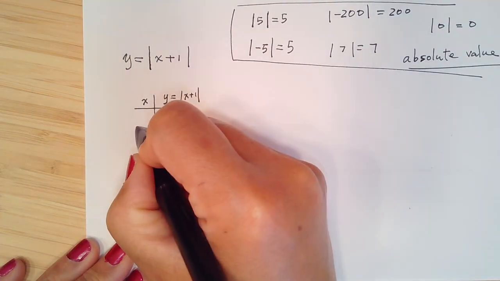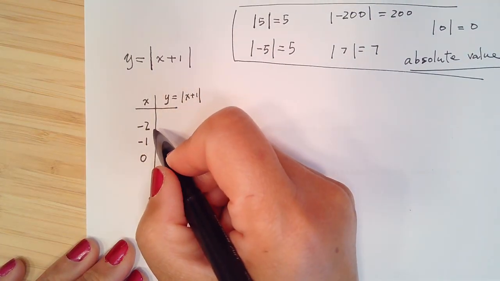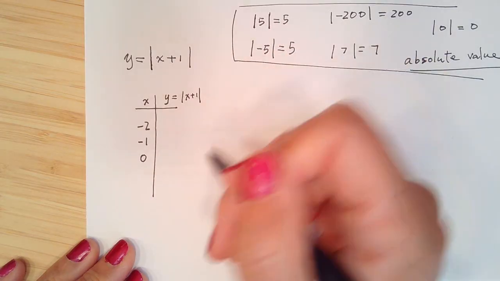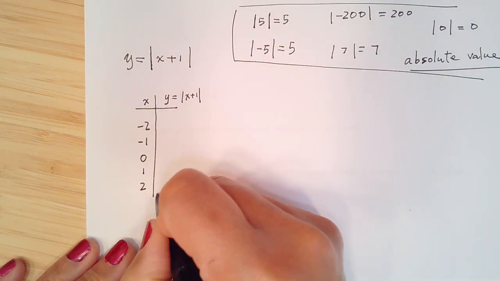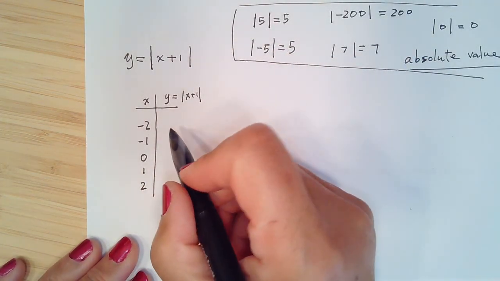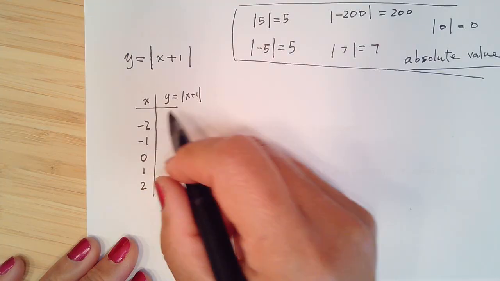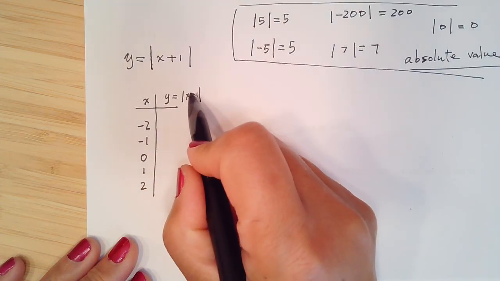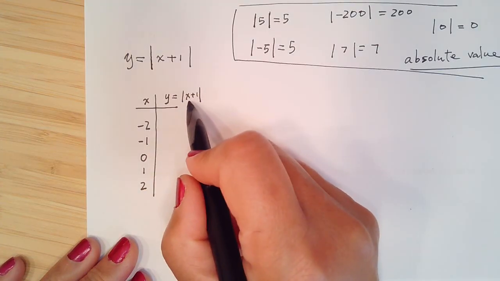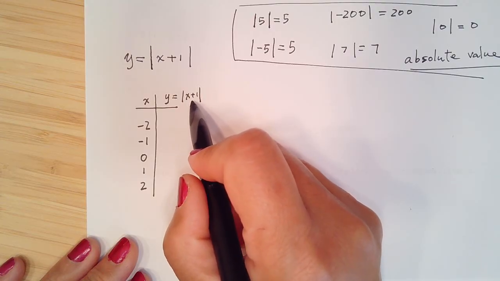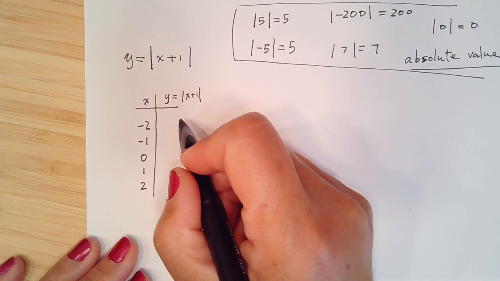If you feel unsafe, you can do negative 3. It doesn't matter. So here, 1, 2. Usually this is good enough. When x equals negative 2, we have to do the inside of the absolute value sign first, right? We have to do this operation first. So negative 2 plus 1, which is negative 1, absolute value, 1.